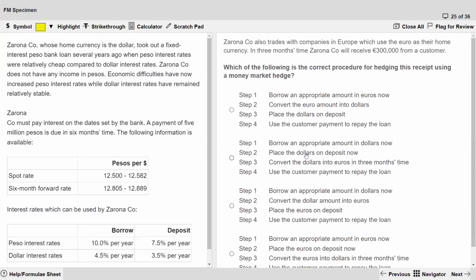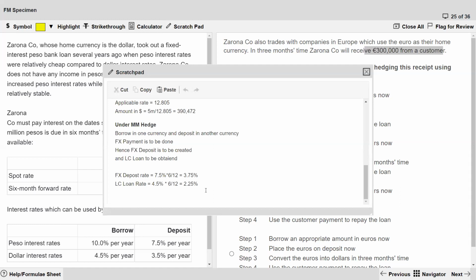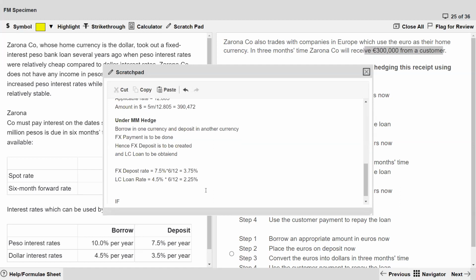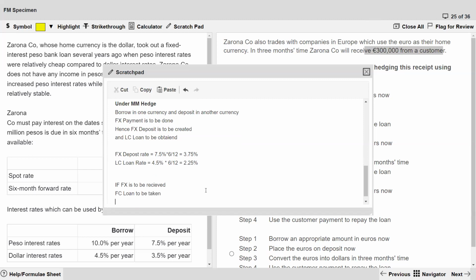Last part of Zarona. It says Zarona also trades with companies in Europe which use the euro as their home currency. In 3 months' time, Zarona will receive euro 300,000 from a customer. Which of the following is the correct procedure for hedging this receipt? Now, if foreign exchange is to be received, a foreign currency loan is to be taken and local currency to be deposited.